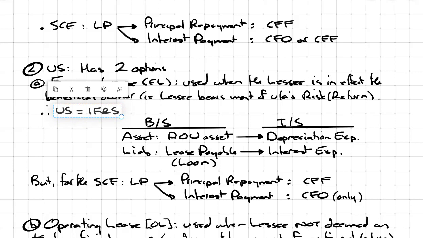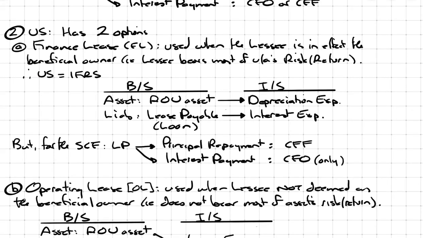So once again, if the lessee is viewed as having essentially or effectively purchased the asset, then it's regarded as a financing item. In other words, the lessee borrowed money from the lessor and then used that money to buy the asset. So when the risks and returns have sufficiently transferred to the lessee, they might as well have purchased the asset.